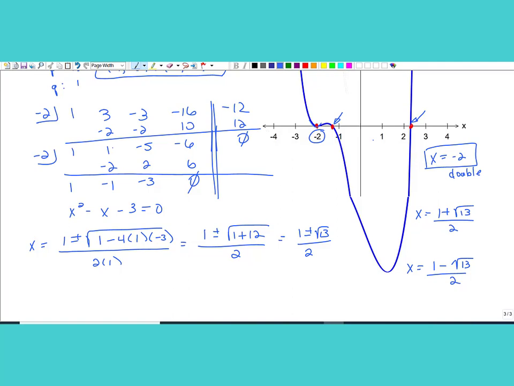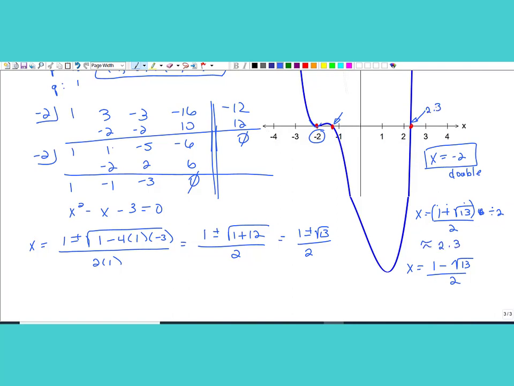Now be careful, when you're plugging this into a calculator, you either want to do 1 plus the square root of 13 and punch equals and then divide by 2, or you need to put this in parentheses and then divide by 2. But you've got to divide the whole thing. So I'm going to have 1 plus the square root of 13 divided by 2. And that is approximately 2.3.